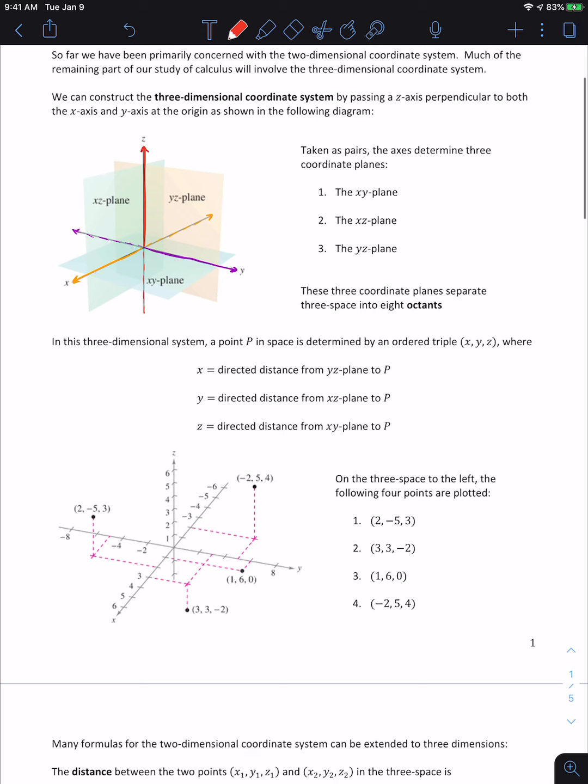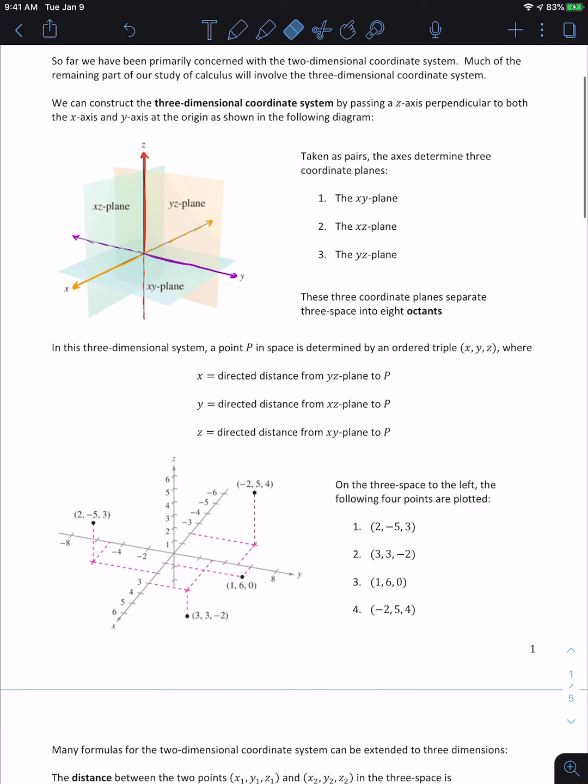So if we look at point 1, which is (2, -5, 3), what does that mean? That means 2 in the positive x direction. Right, so in other words, remember the positive x direction is this guy. So I go 2 in the positive x direction, and then I go negative 5. So I go 5 in the negative y direction. So I go 5 this way. And then I go up 3 because I go positive 3 in the z direction. Right, and I arrive at this point up here in the space. That is the point (2, -5, 3). Right? And all the other points are done the exact same way.